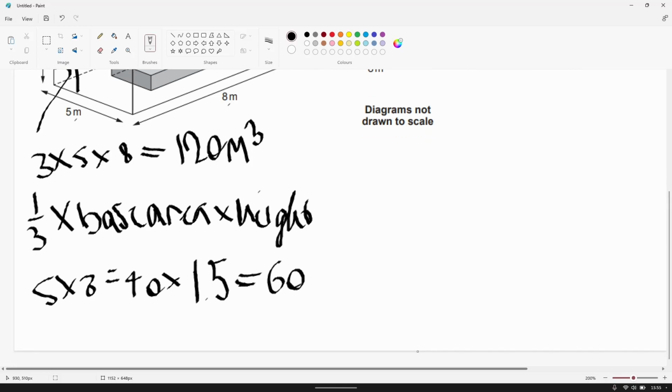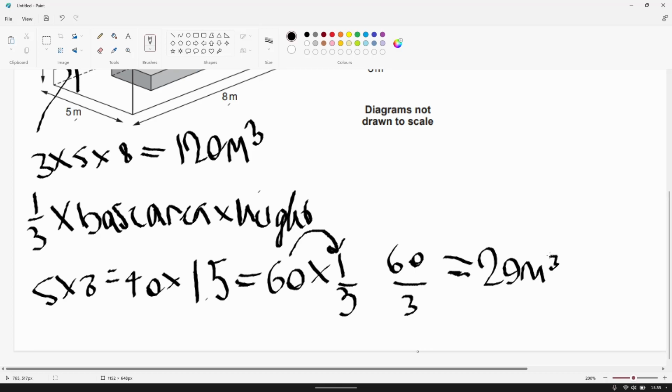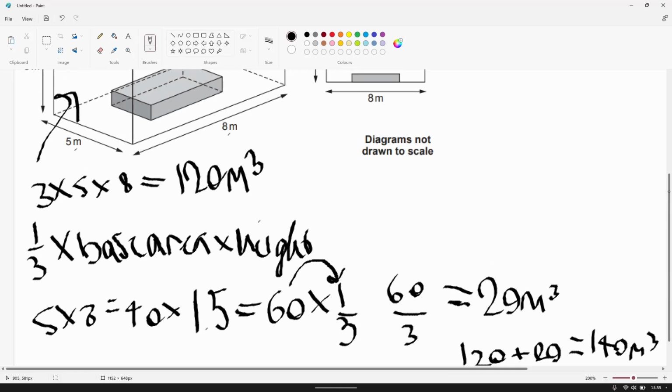And then we just need to times that by 1/3, which is the same as dividing by 3. So you could just treat this 60 as going on top of the 3. So 60 divided by 3. That's what that line means, divided. So it is 20 meters cubed. So then 120 plus 20 equals 140 meters cubed. That's the total enclosure space, okay?